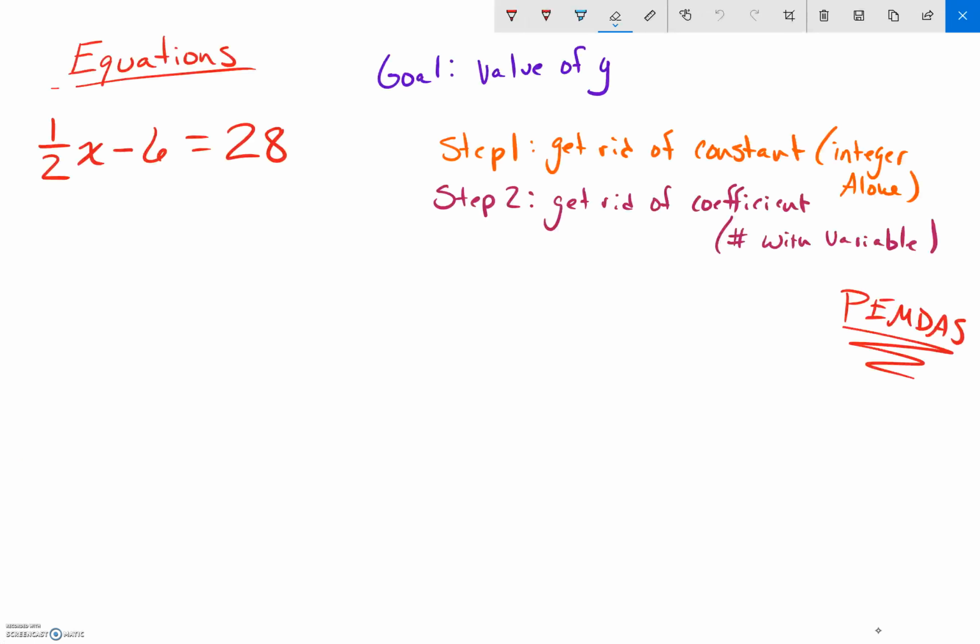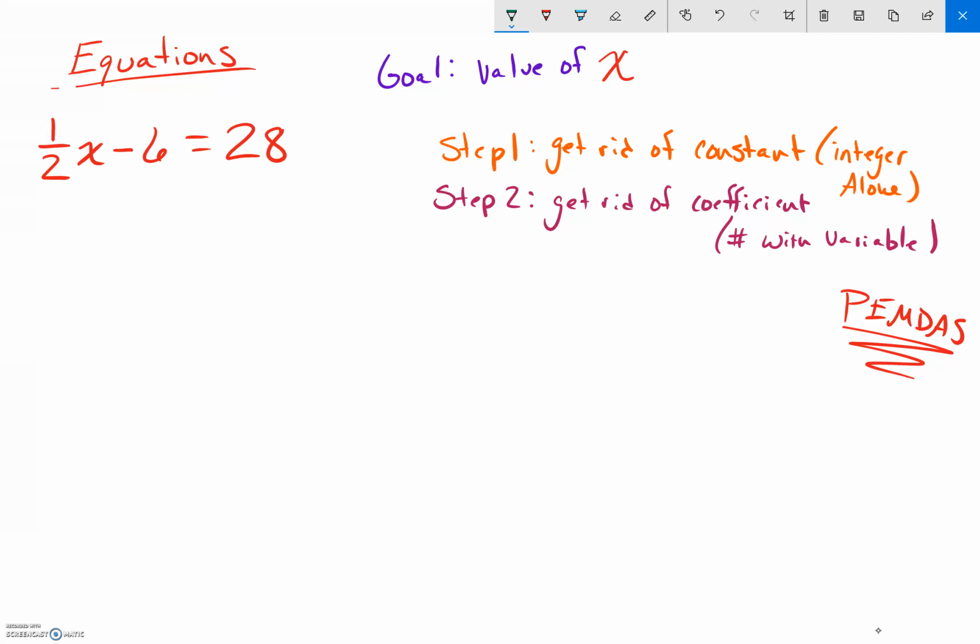All right, let's take a look at one more in the notes. Same goal here. We want to find the value of the variable. In this case, the variable is x. Write it down with me: 1/2 times x, or 1/2 times an unknown number, minus 6 equals 28. So when you have fractions thrown in, you can see that this is going to be quite a bit more difficult. So let's pick a number.